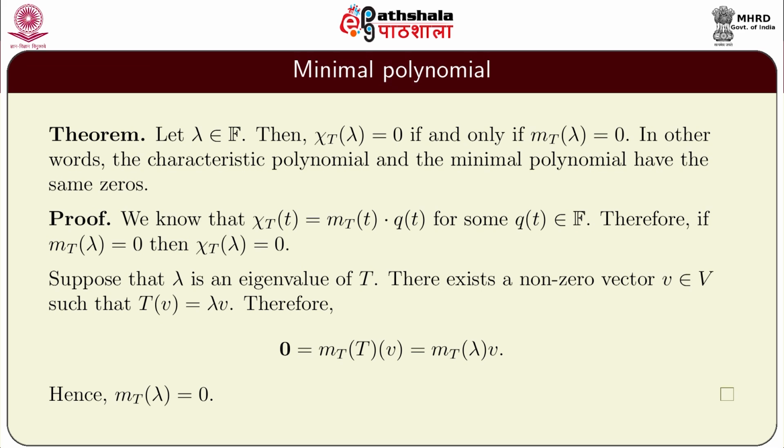Therefore, m T of T of v is m T of lambda v, but m T of T is the 0 operator. Therefore, m T of T of v is 0, and that is equal to m T of lambda v. Therefore, m T of lambda must be 0 because v is a non-zero vector.